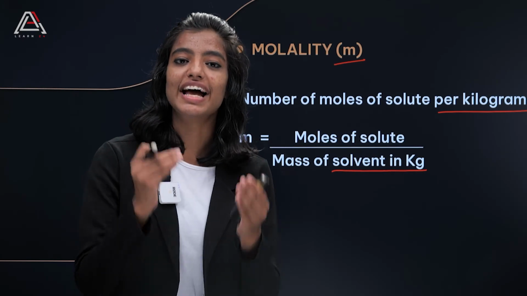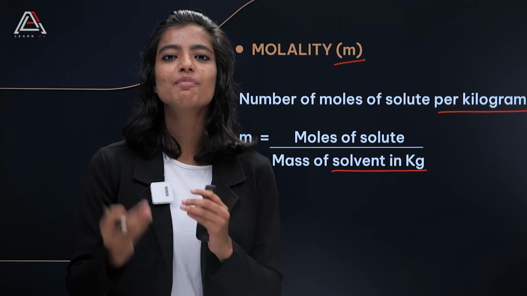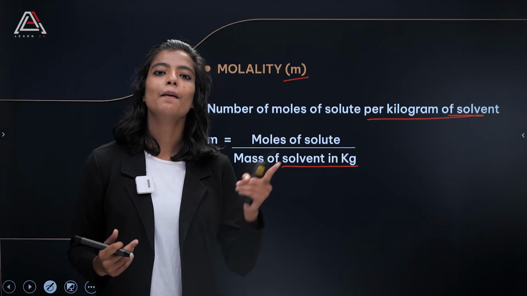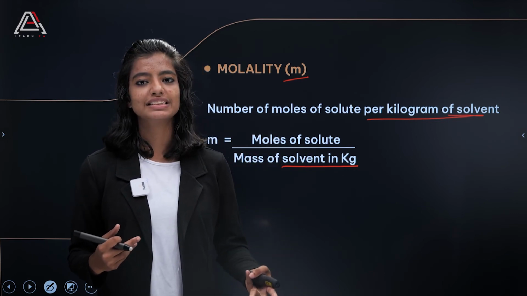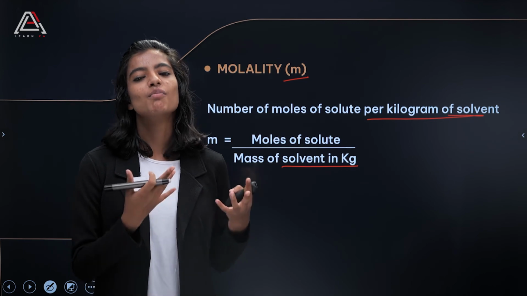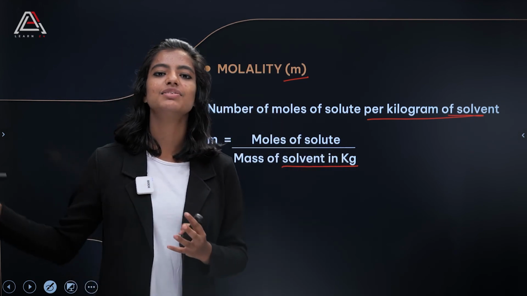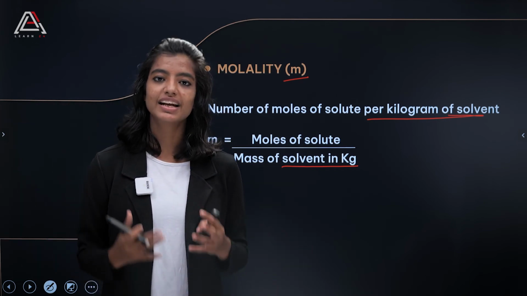Now we learned 7 equations to express the concentration of solutions, right? Hope you all remember those points. What were those? First one is the mass percentage, volume percentage, mass by volume percentage, parts per million, mole fraction, molarity and molality. These were the 7 equations to express the concentration of a solution, right?